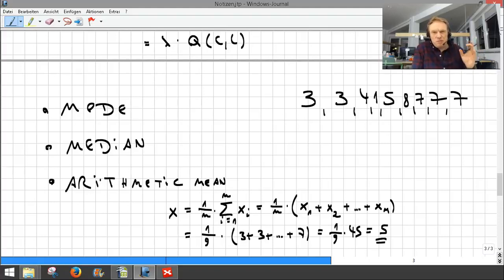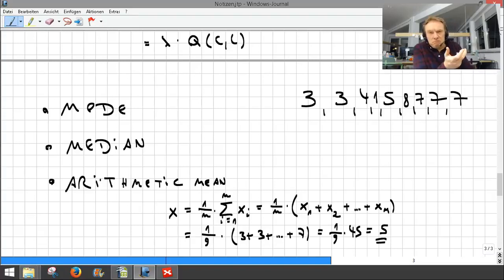We don't need to put those numbers into any order at all. Just add them and multiply the sum with the fraction 1 over n. So, talking about the mode, it is the most frequent value. The most frequent value in this case is equal to 7, because we have the number 7 three times, whereas the number 3 appears only twice. So the number 7 is the mode, and it's a sample with one mode only.